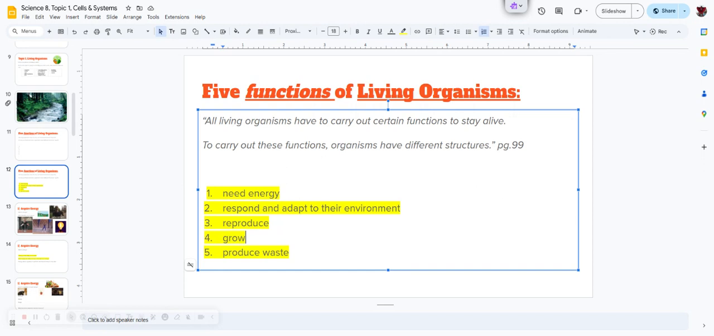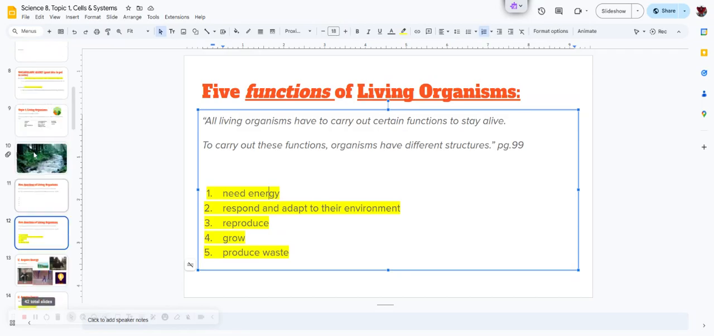They start as a seed, turn into a little sprout, and they blow up to the point where they're big trees. And yes, they produce waste. Through photosynthesis, they absorb carbon dioxide and sunlight, and they give off oxygen and water. Okay? So a tree meets all 5 functions, and therefore we can say that it is a living organism.